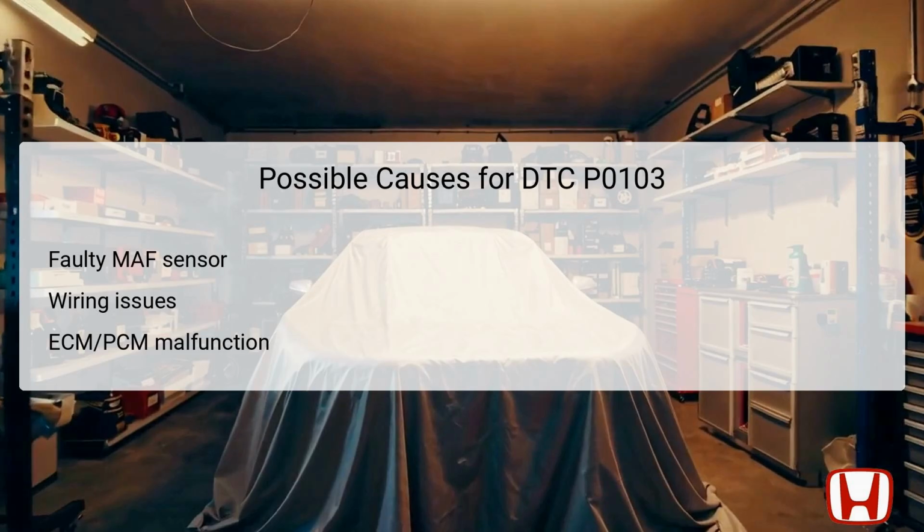Another possible cause includes wiring problems, such as damage, corrosion, or poor connections between the MAF sensor and the ECM/PCM. Checking these wiring connections is crucial, as intermittent failures can occur. Additionally, a malfunctioning ECM/PCM could misinterpret the signals from the MAF sensor, leading to this error code. Diagnosing each of these components thoroughly will help in identifying the root cause of the DTC P0103.